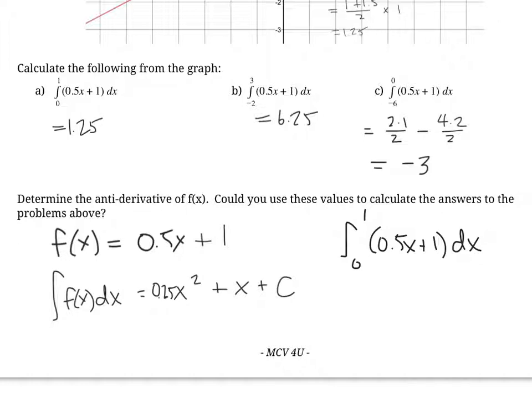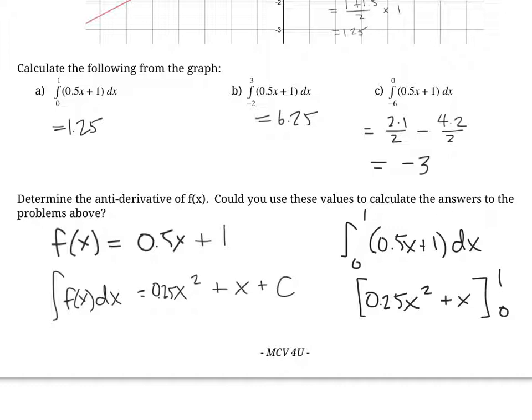We're basically going to take that same integral that we took before, and we're going to evaluate it in 2 spots. So it's going to be 0.25x squared plus x, and we're going to evaluate it between 0 and 1. This is how we write that. Essentially that means we're going to plug 1 into this integral, and we're going to plug 0 into this integral, and we're going to subtract the 2 of them.